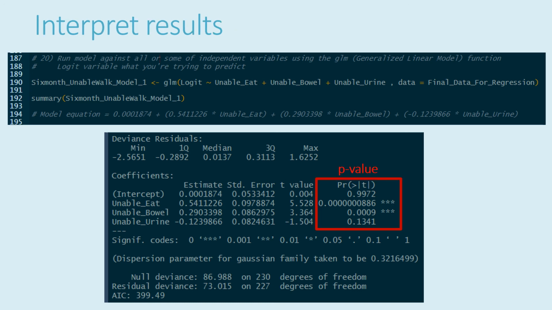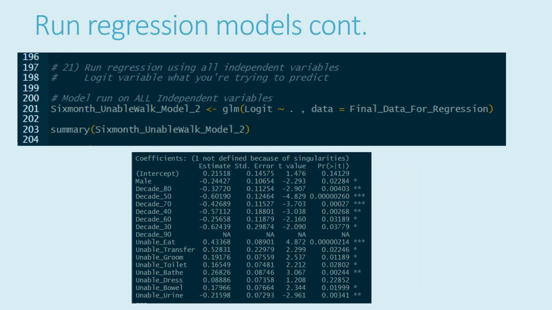The number of asterisks next to a variable indicates its significance. A p-value below 0.05 indicates that that particular variable is a meaningful addition to your model. We can see that unable to eat and unable to bowel were good predictors of the ability to walk after 6 months, but unable to urine was not a good predictor. We can swap out our independent variables or run our model against all the independent variables, like in this example.